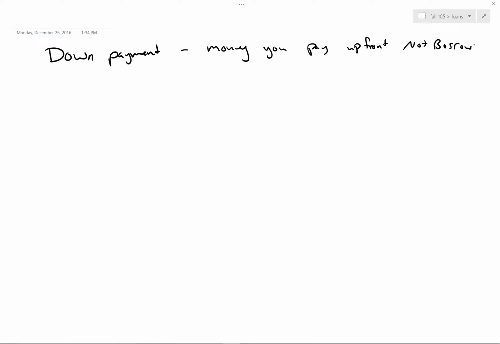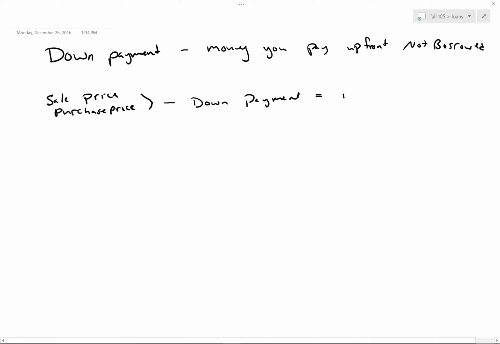Okay, so when we go to buy a house or a car or whatever, there's a sale price. Whatever you agreed to purchase the price for, purchase price, whatever you want to call it. It's whatever you agreed to buy the home or the car for. Okay, you're going to subtract from that amount the down payment, and whatever's left over is what you're going to need to borrow. Okay, and so that's just how it works. Whenever you buy a car or a house or anything, you have to buy on a loan.